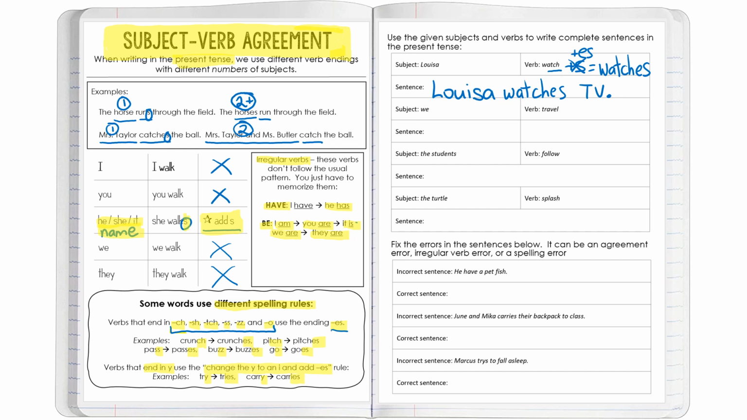All right, let's look at example number 2. Here I have we, that's my subject, and my verb is travel. If I look on my chart, here's we, and I can see I don't have to change the verb, so it will stay the same. My sentence is we travel, and then you can make it travel wherever you want. We travel to Mexico.